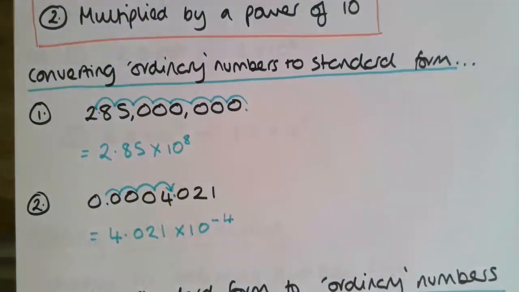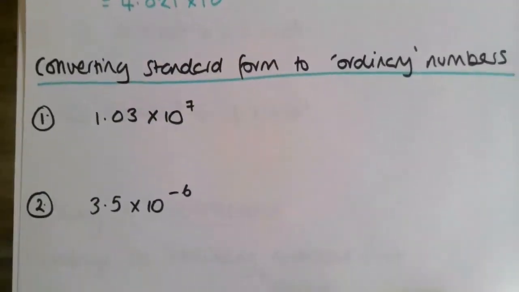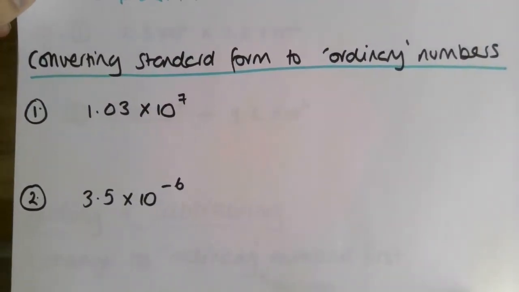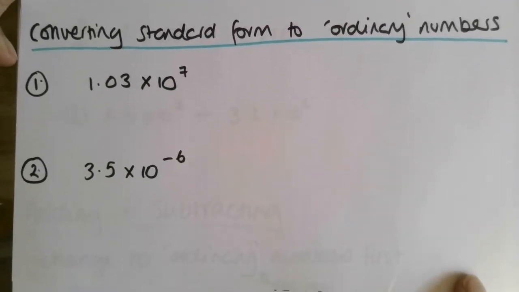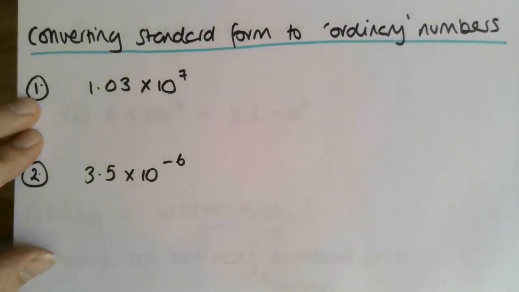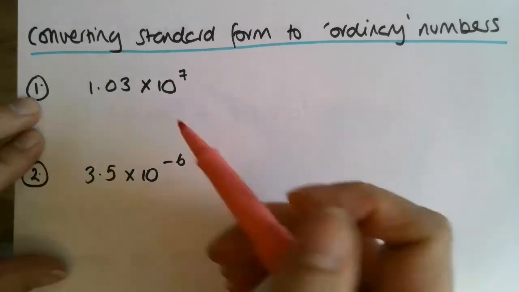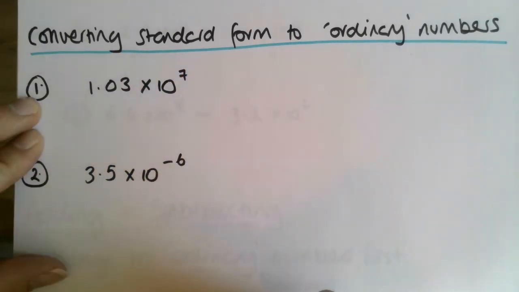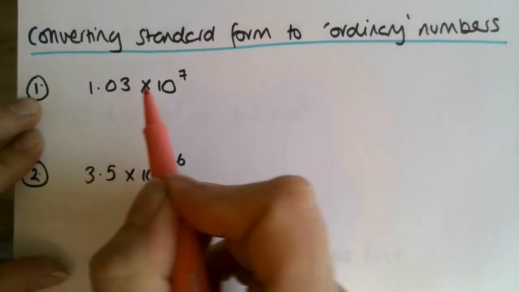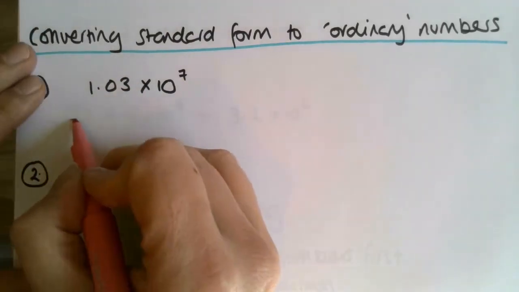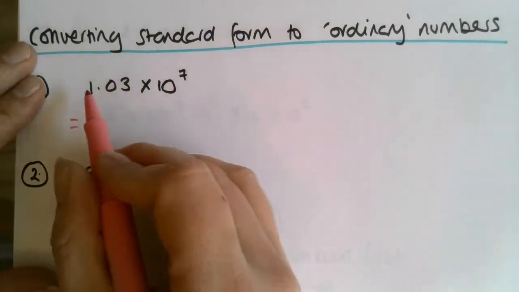Okay, let's look at going the other way round then. If you have numbers that have been given to you in standard form and you have to write them as ordinary numbers. 1.03 times 10 to the 7. This number tells you how many places your decimal point has to move, and whether it's positive or negative tells you whether it's a big number or a tiny number. So the first thing I do, I'll have a wee think first of all. This is going to be a big number, so I know I can start writing these.